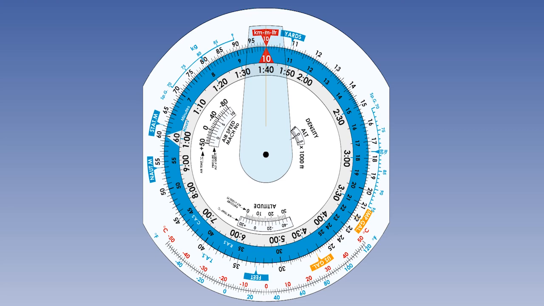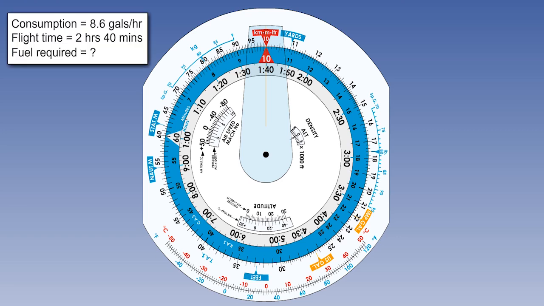To calculate the amount of fuel required, given the rate of consumption and a known time, align the 60 index against a consumption rate per hour. Then read off the amount of fuel required on the outer scale against the time on the inner scale. An example will allow us to demonstrate the correct method.